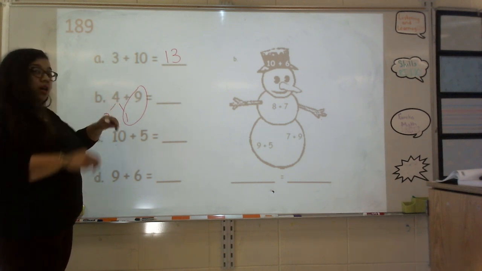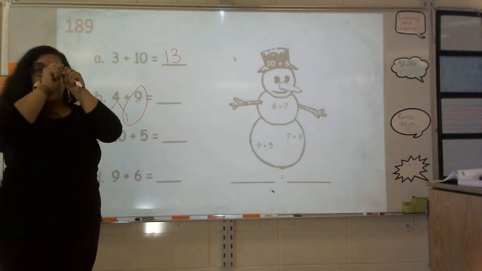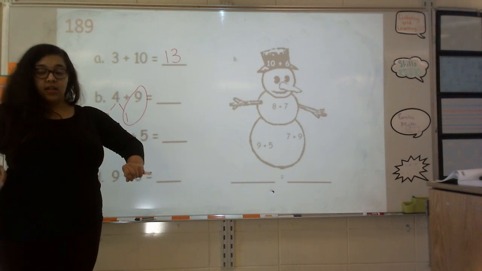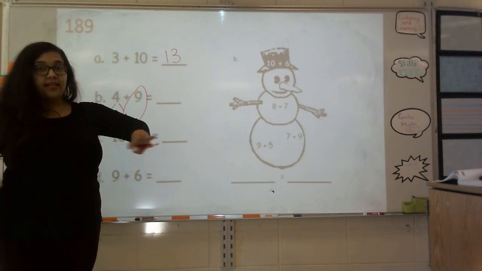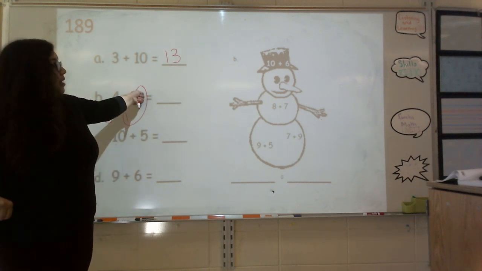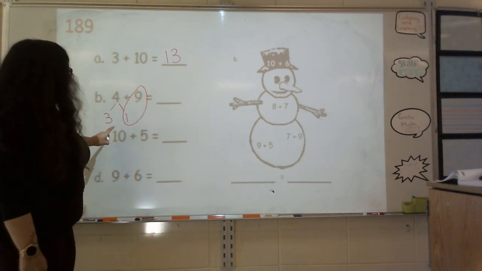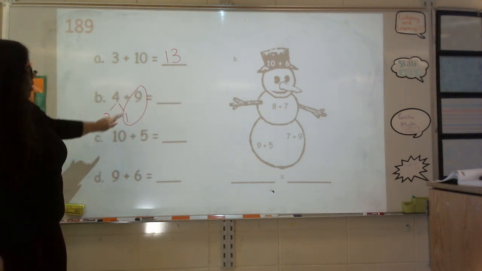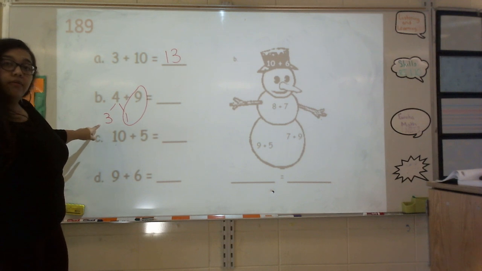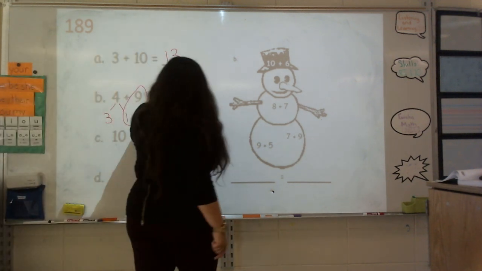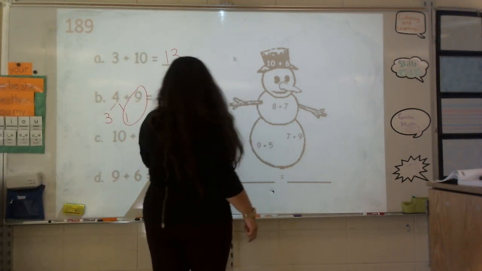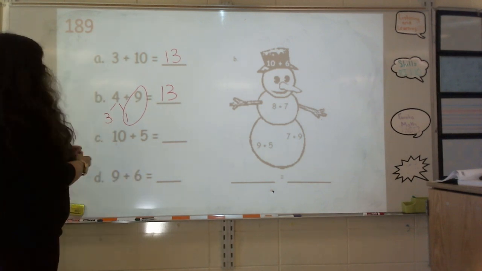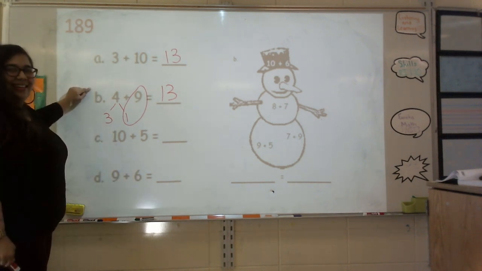3. So I took the part 4 and I broke it into the pieces 3 and 1. And this 1 is intended to go with the 9. So now I can say 10, 11, 12, 13. So 4 plus 9 is equal to 13. Are you noticing how they go together? Yeah, that was on purpose.